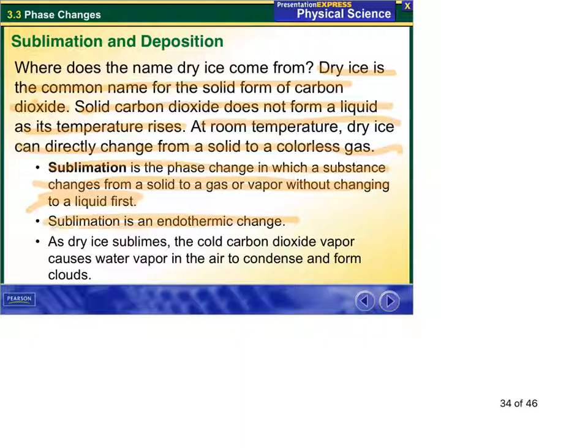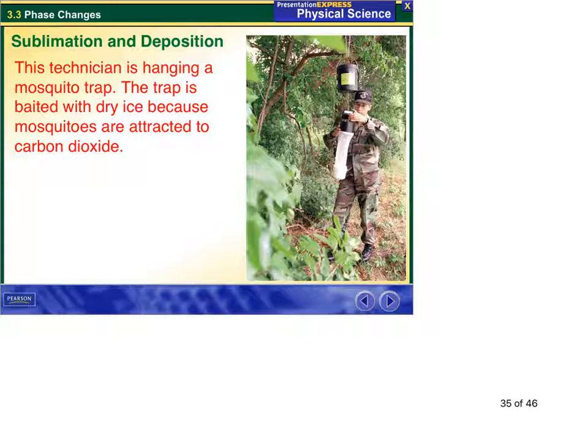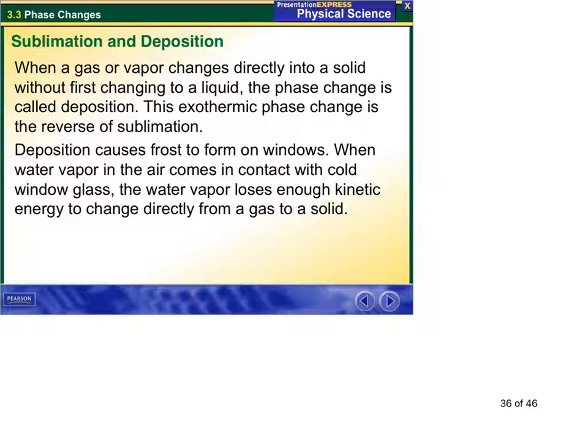Sublimation is endothermic. As dry ice sublimes, the cold carbon dioxide vapor causes water vapor in the air to condense and form clouds. So that's what gives the fog, like on a fog machine you might have seen at a dance. And there's a mosquito trap. Mosquitoes are attracted to carbon dioxide, so putting dry ice in this trap attracts the mosquitoes.